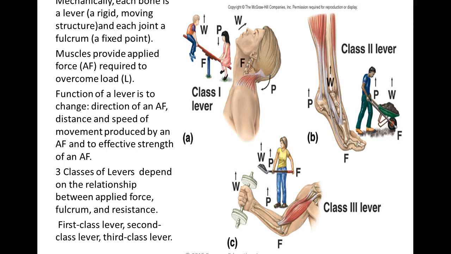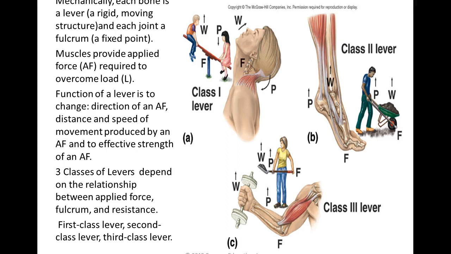So the fulcrum is the wheel, and the resistance is the junk you got in your wheelbarrow, and then the applied force is there. You can see the gentleman holding the handles of the wheelbarrow. And that's a second class lever.